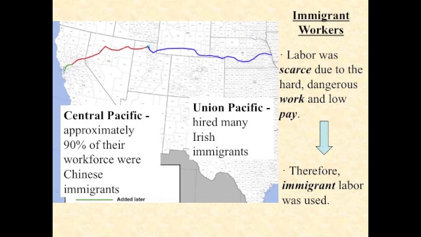In order to build this transcontinental railroad, you obviously need workers. Now, this was dangerous work. You had to go through mountains. It was cold. It wasn't something that a lot of people wanted to do. So the Union Pacific Company hired a lot of Irish immigrants versus the Central Pacific Company that hired a lot of Chinese immigrants. Almost 90% of their workforce were in fact Chinese, and they were heavily discriminated against.